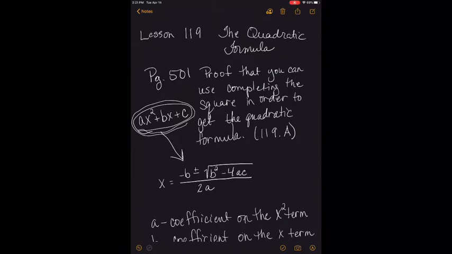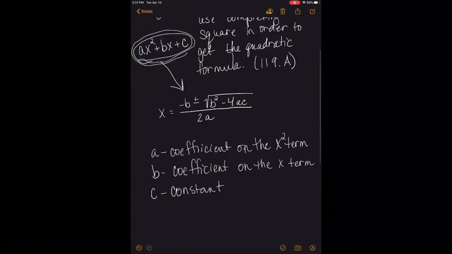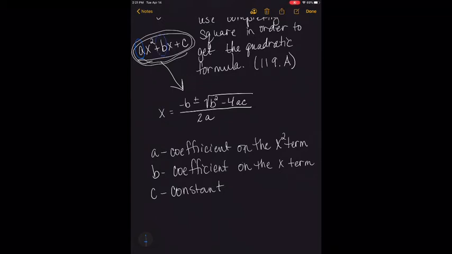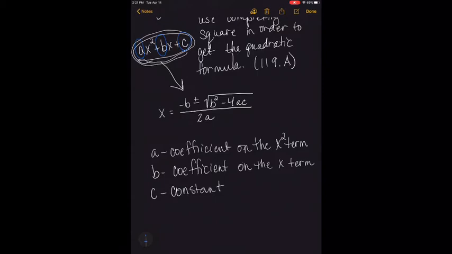So the quadratic formula is a formula that you're going to have to memorize. x equals the opposite of b plus or minus the square root of b squared minus 4ac all over 2a. In that formula, a is the coefficient on the x squared term, b is the coefficient on the x term, and c is the constant.